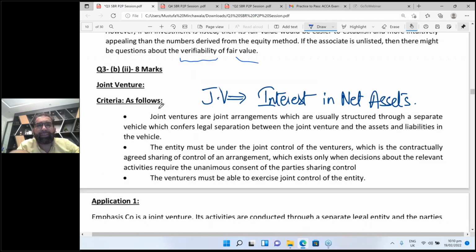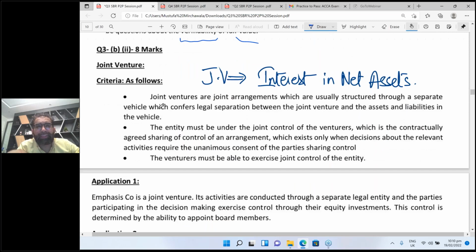This is what I've just written with the pen. Joint venture is interest in net assets. I told you orally. Now, joint ventures are joint arrangements which are usually structured through a separate vehicle, a separate company, which confers legal separation between joint ventures and the assets and liabilities in the vehicle.